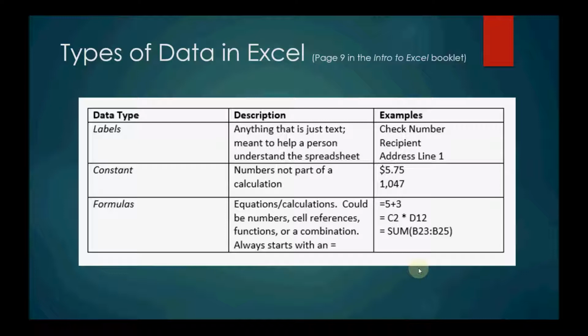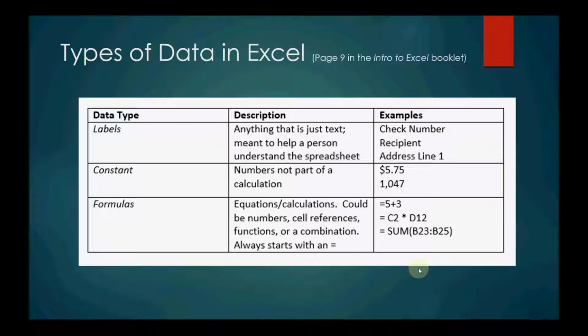Then you have your formulas and your functions. So these are equations, calculations. These are things that are being acted upon in some way. So for example, 5 plus 3. C2 times D12. What that is doing is taking two cell references and multiplying them.